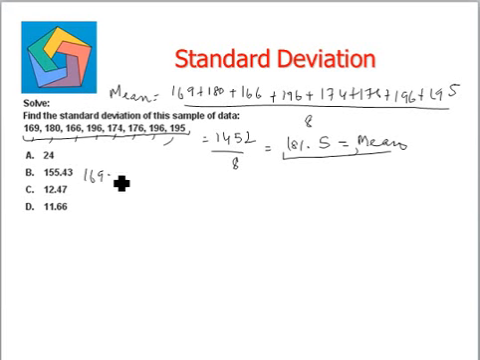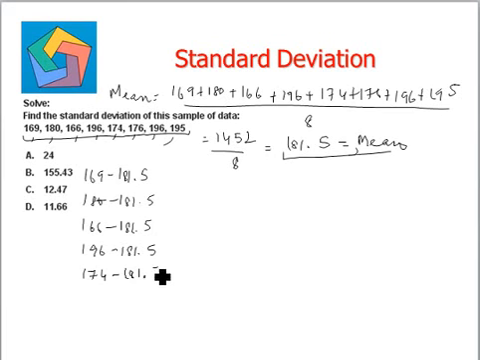Now we'll find the square difference, that is 169 minus 181.5. Let's write down all of them first. 180 minus 181.5, 166 minus 181.5, 196 minus 181.5, 174 minus 181.5, 176, then we have 196 minus the mean, and finally we have 195 minus the mean. Let's count: 1, 2, 3, 4, 5, 6, 7, 8.